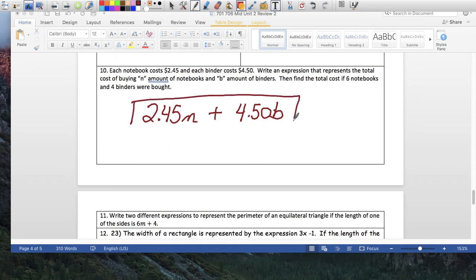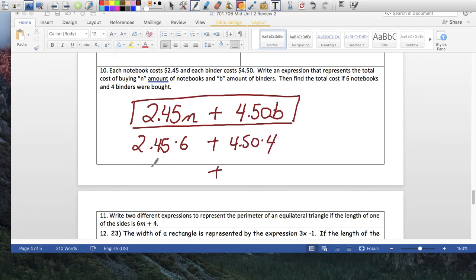So this is part 1. I need this expression. Part 2, I'm giving you how many notebooks and binders you're going to buy. So it would be 2.45 times, and I'm buying 6 notebooks, plus 4.50 times 4 binders you're buying. So calculator time, or just multiply it out, up to you. 245 times 6 is going to be our first. It's going to be $14.70. 450 times 4, 450 times 2 is 9. Double that, you get 18. And you should get a total of $32.70. Oops. That's my total cost. It's a lot of money.